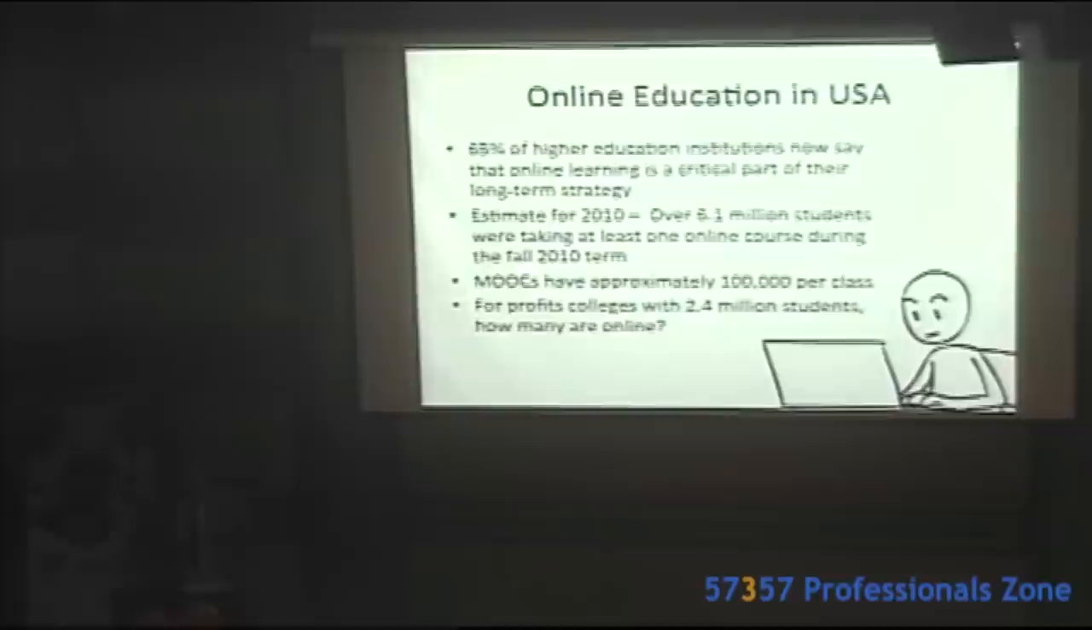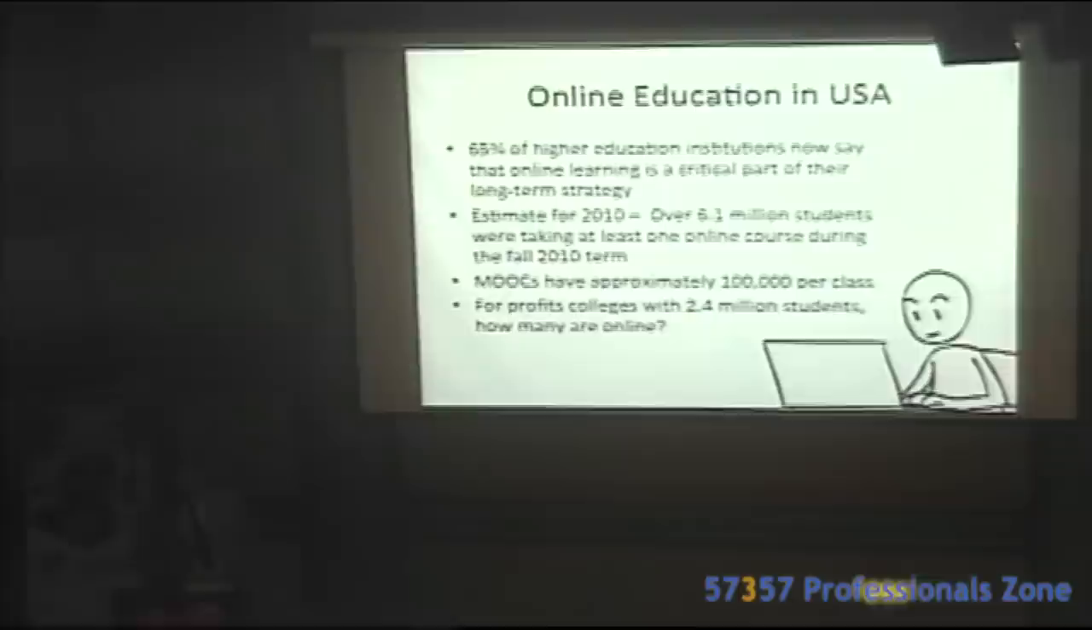There has been an emergence in the United States of what is called a for-profit college, and the University of Phoenix is one of the most successful of those for-profit colleges. They have about 2.4 million students now in those for-profit colleges, and most of those are online programs.